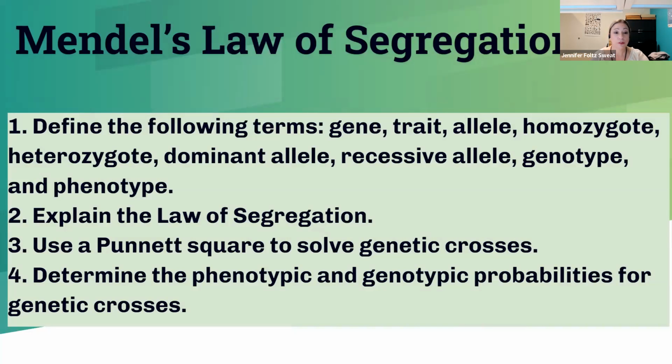you need to know the terms I've listed here. You need to be able to explain what the law of segregation means and determine the phenotypic and genotypic characteristics or probabilities for a given cross.